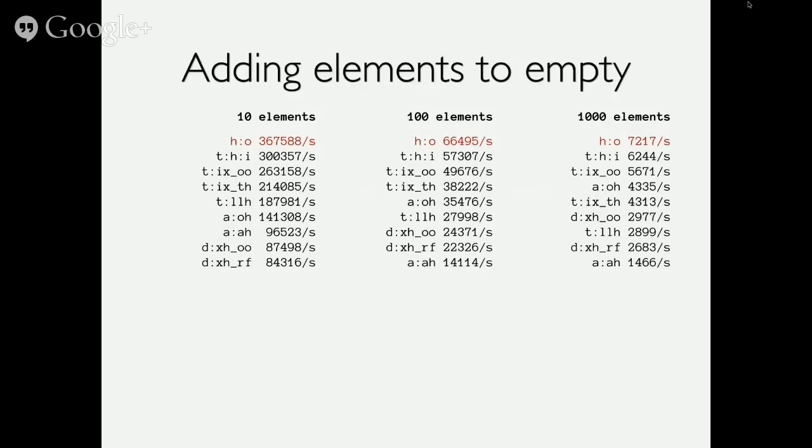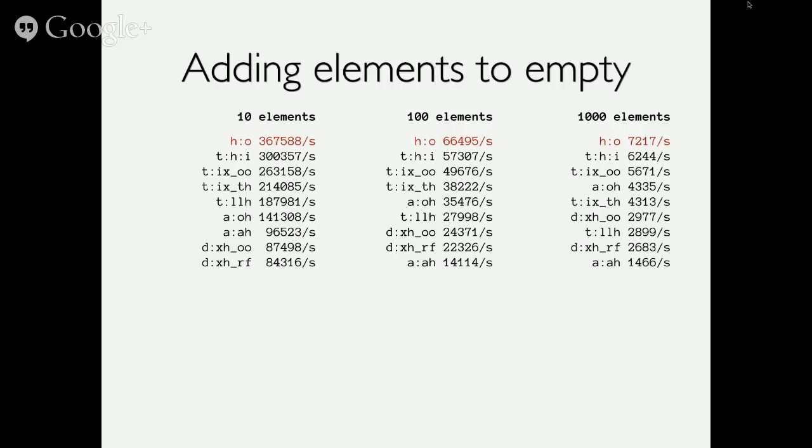So then adding elements. So here I started off with an empty hash and just added elements to it. Added 10, added 100, added 1,000. So this is kind of like creation, but doing it one by one by one, pushing them to the end of the hash. Here, again, hash ordered pretty handily outperforms most of the modules.